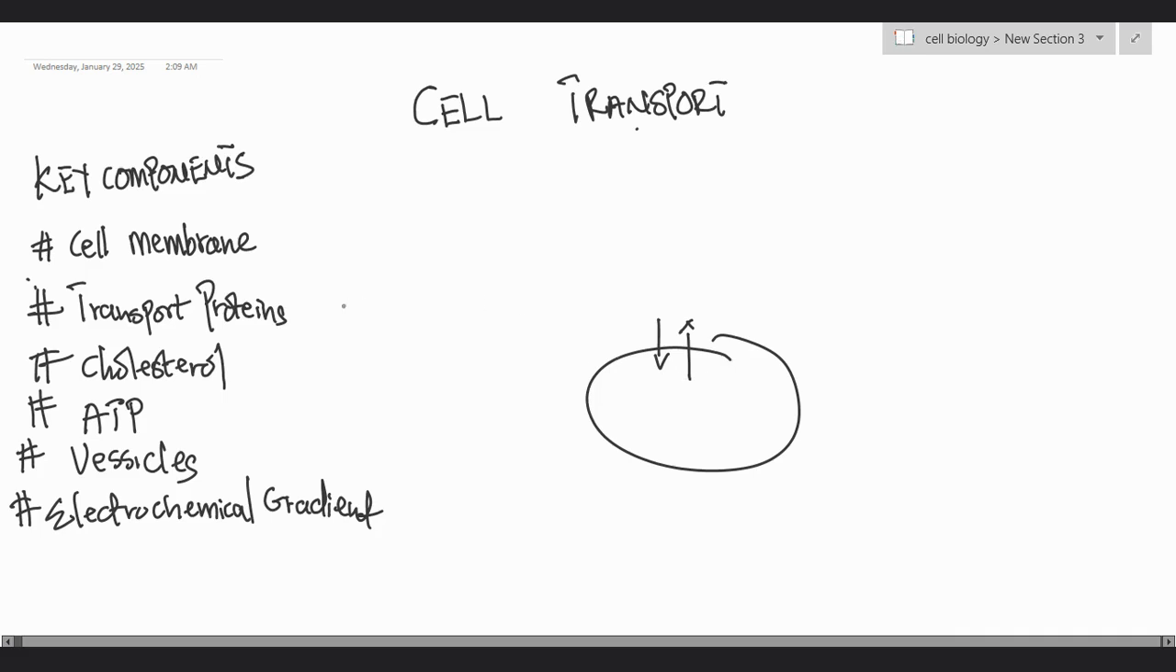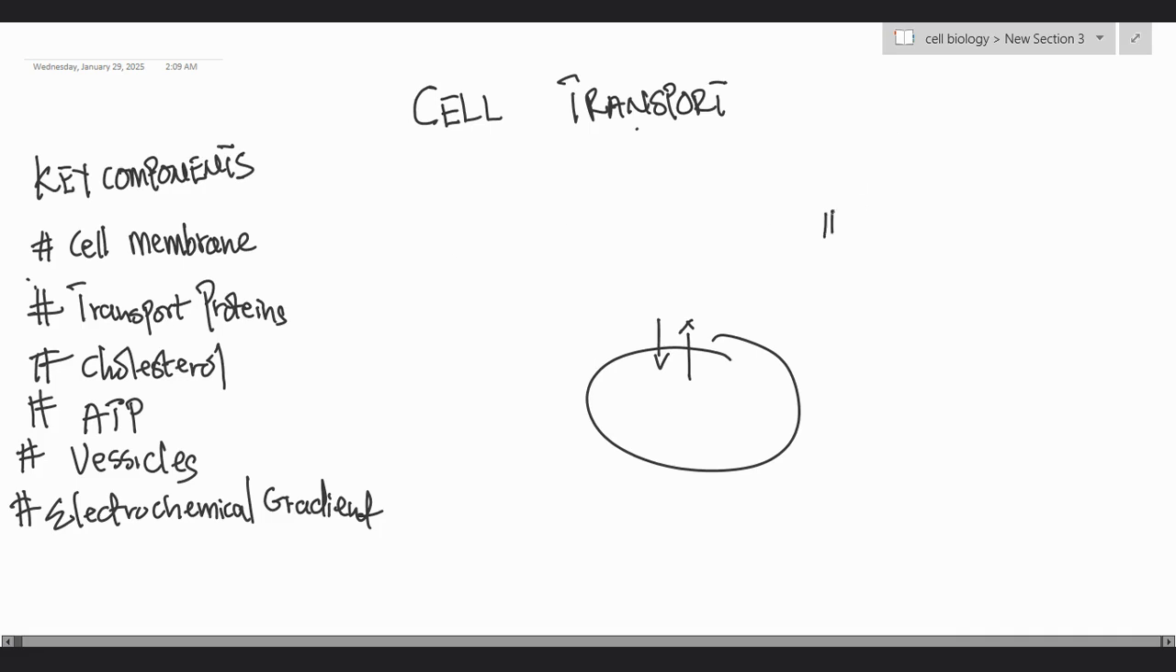Without these key components, it would be very difficult for this process to occur. How the cell has been structured allows substances to move in and out of the cell, either by passive means or active means, or by other means which we will look at in the video. First, let's consider the cell membrane as one of the key components that ensure cell transport. The cell membrane has been designed in such a way that it is selectively permeable.